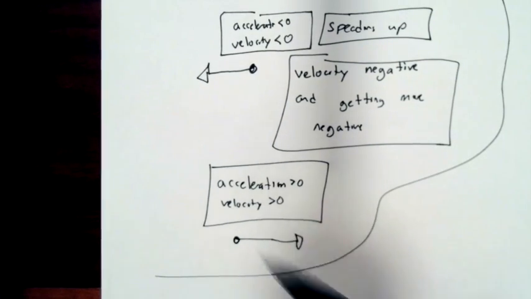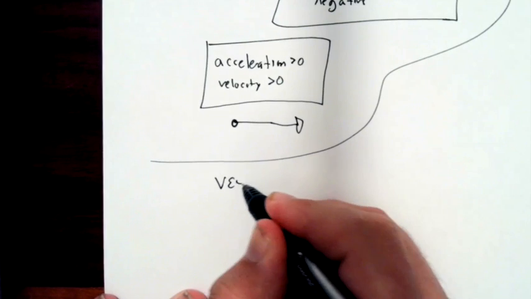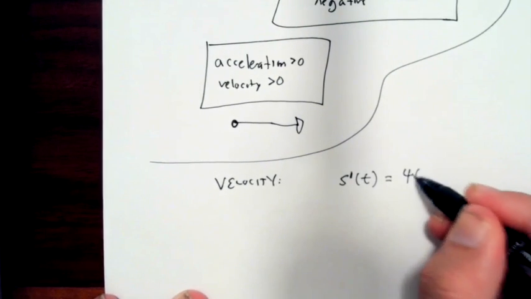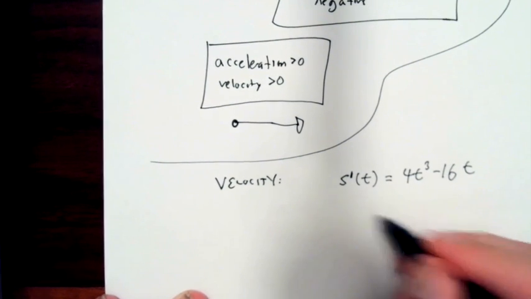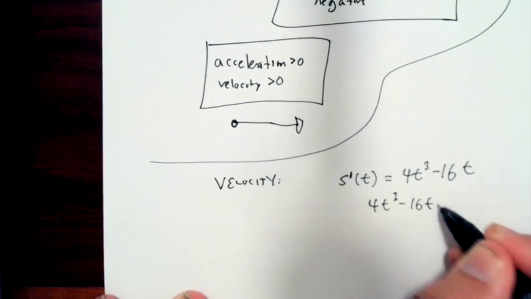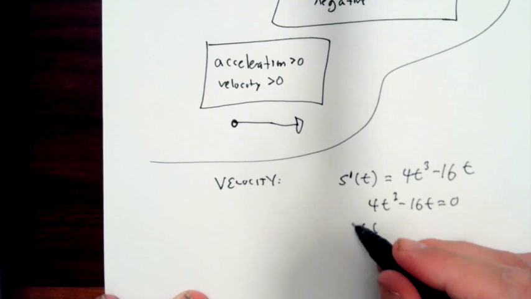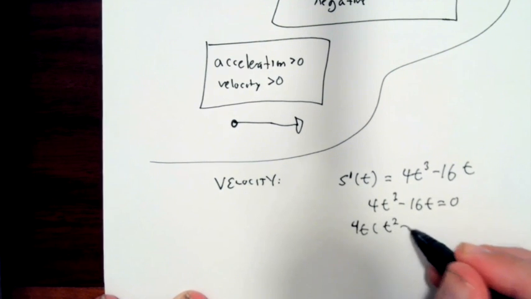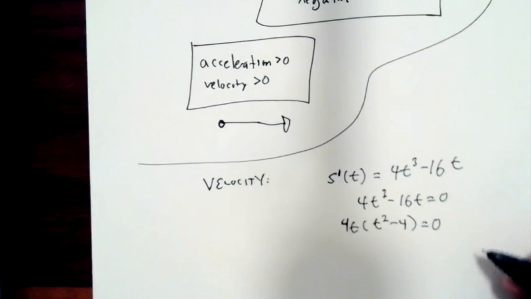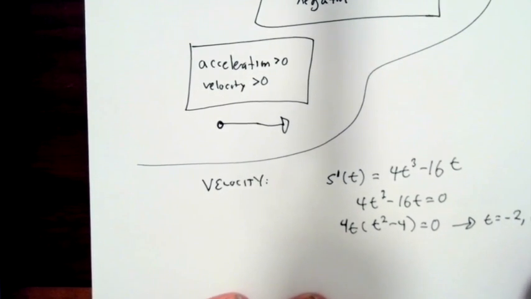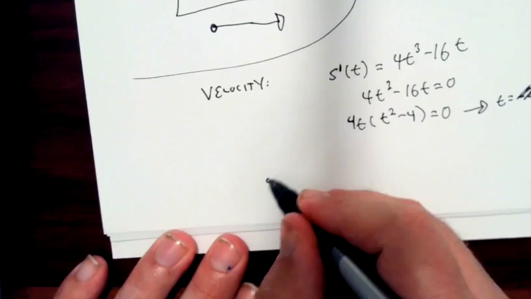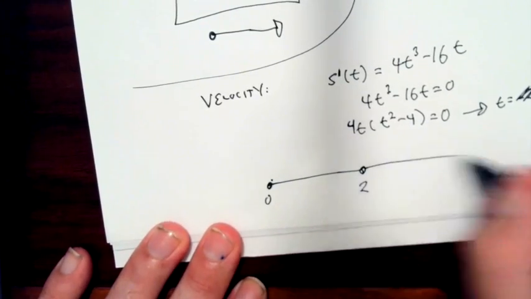Now, to determine where the velocity is positive or negative, we can use the first derivative. So we're going to look at s prime of t equals 4t cubed minus 16t. We're going to see where this is equal to 0. So I get 4t cubed minus 16t equal to 0. I can factor out a 4t here, and I get t squared minus 4 equal to 0. So the solutions are t equals -2, 0, or 2. But t is greater than or equal to 0, so I can get rid of the -2. So I'm going to have 0 and 2 as important points here.